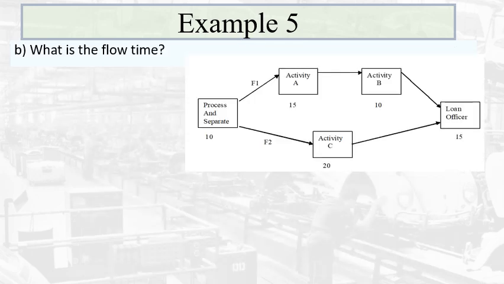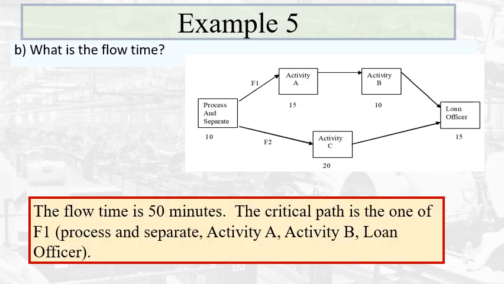So again, we have this network, same idea, and we have two different paths. There's this path right here, and then there's this path right here. This one, by just adding the numbers, turns out to be the critical path, and it's 50 minutes. And that's the flow time of the process. The flow time of the process, again, is the critical path.